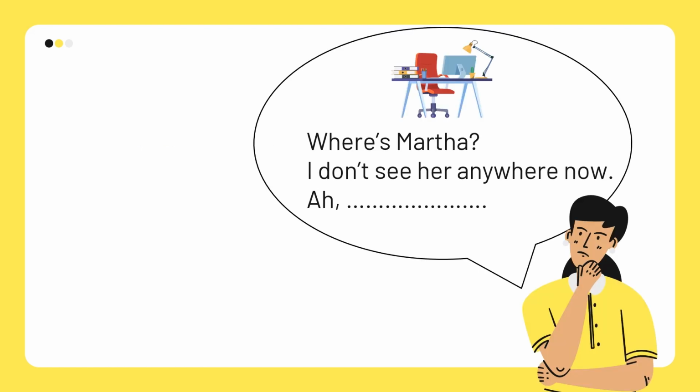So, we're gonna start this session by me asking you this question. Let's think about a situation where you can see the desk over there, and then, where is Martha? This morning I saw her there, but then where is she now? I don't see her anywhere now. Well, what do you think you can infer from here?